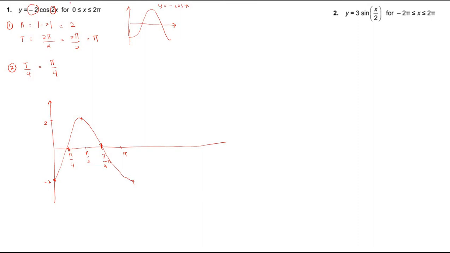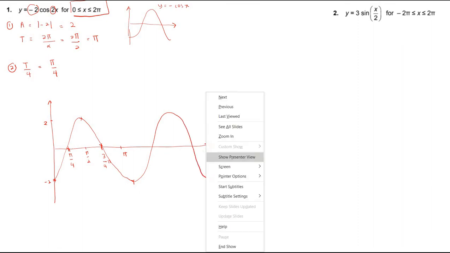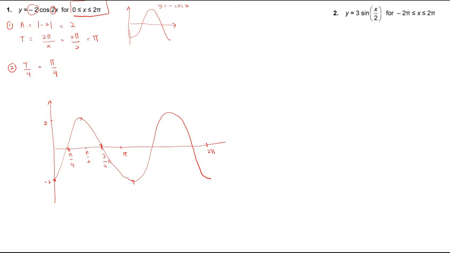And then, the question wants us to sketch until 2 pi. Okay, one cycle, the period is pi. Okay, right. And then we need to extend. We have to extend. We have to add one more cycle. Okay, add one more cycle until 2 pi. Because the question wants us to sketch from 0 until 2 pi. Okay, we can add more.